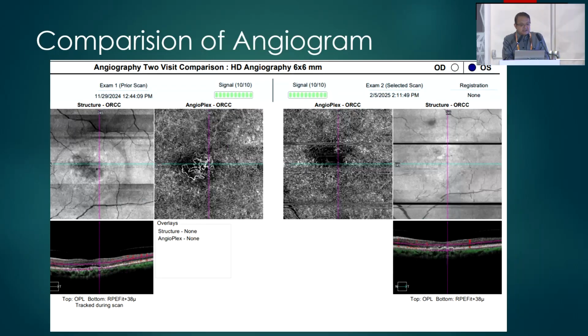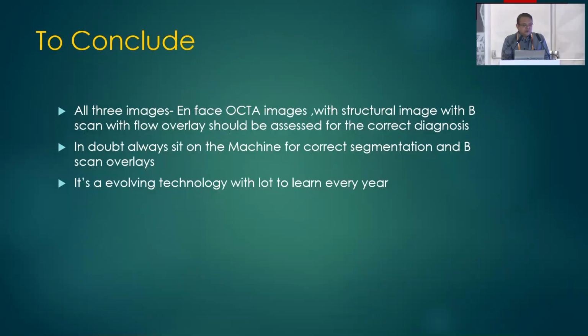This is a very interesting patient. You can see a CNV here. This patient was on anti-VEGF therapy, on 6 weekly therapy, for 2 years. And after 2 years, you can see here the MNV or the CNV has disappeared. So you get a wealth of information on OCTA.